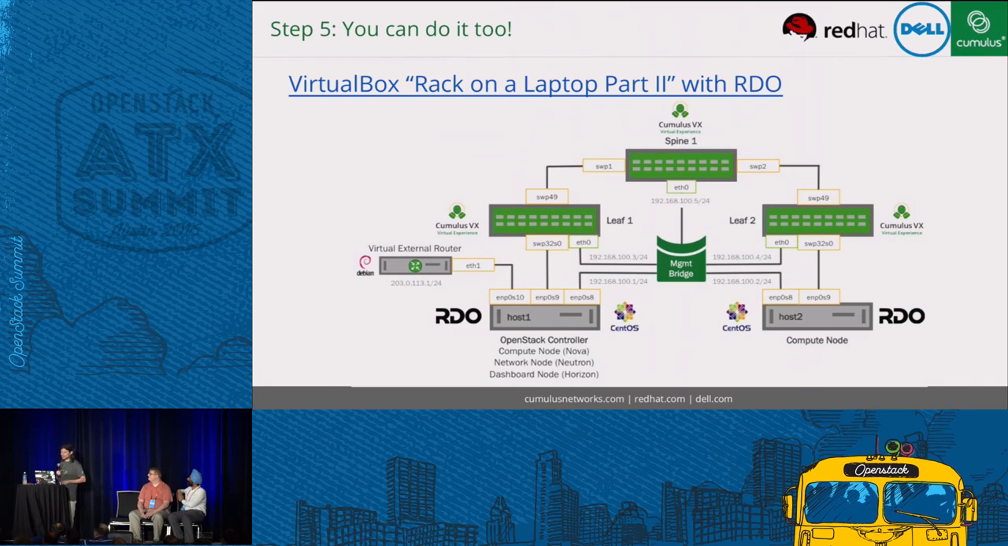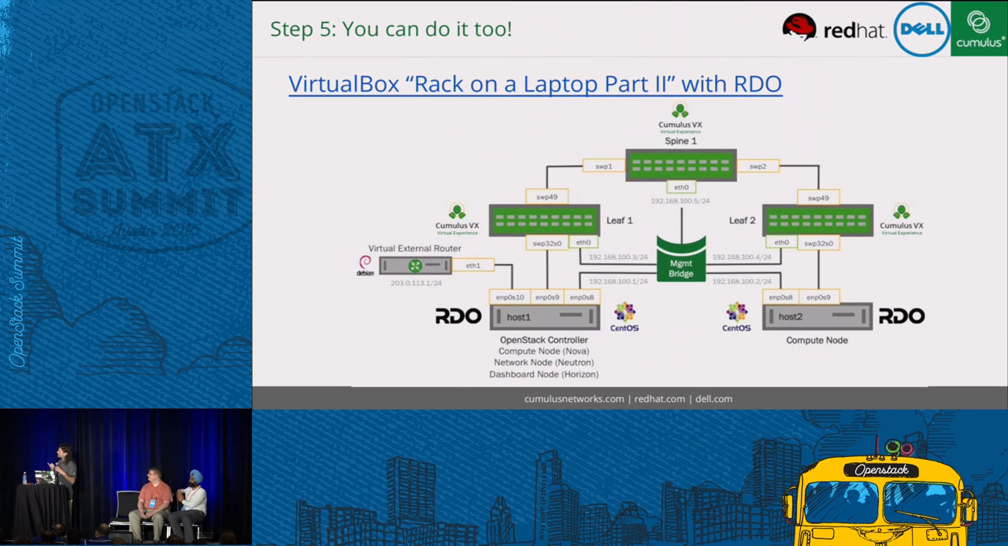Hopefully this sounded interesting and you're chomping at the bit to try it yourself. The good news is you can do that completely for free, as long as your laptop has 8 or 16 gigs of RAM. If it doesn't, you have to buy some more RAM. You can download what we call the Rack in a Laptop. Part 2 is the one that uses VXLAN, so that's probably the one you'd be interested in here. We have a Part 1 that's a very simple, traditional VLAN-based version.